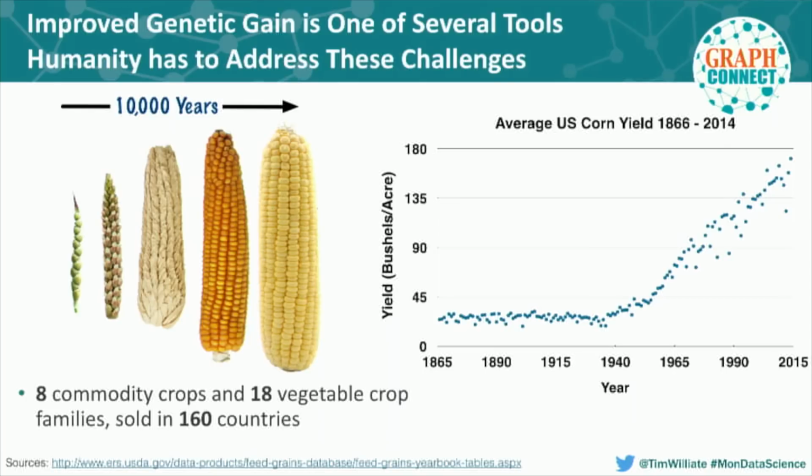A bushel of corn is about 56 pounds of corn seed. And an acre of land is about 90% the area of an American football field. And one thing that's really obvious looking at this is that from the 1860s to about the 1930s, the improvements in corn had largely stagnated. So we weren't moving the needle very quickly.